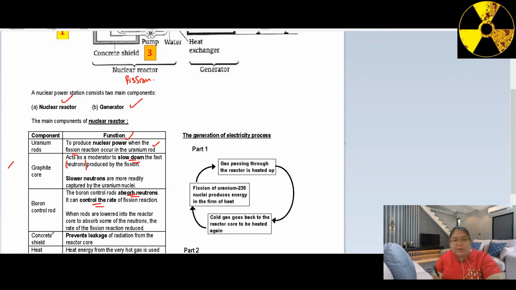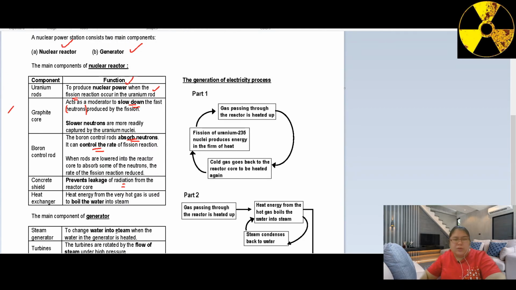Now we see the concrete shell. Concrete shell, they want to prevent the leakage of the radiation. Because you produce so much radioactivity, is it? They want to prevent it from coming out.